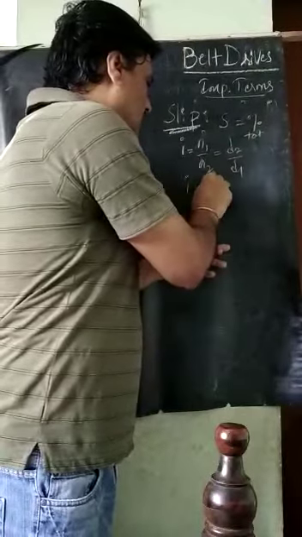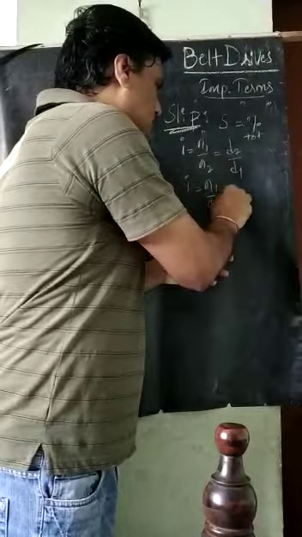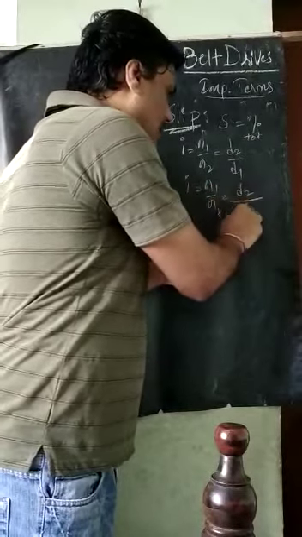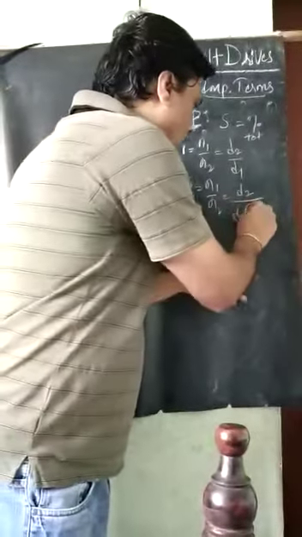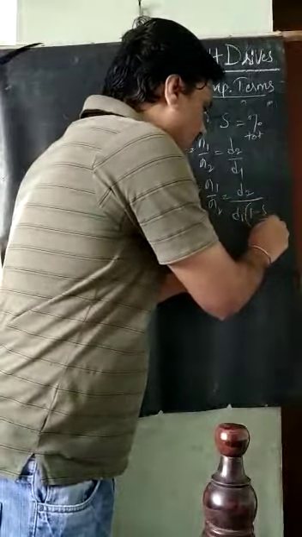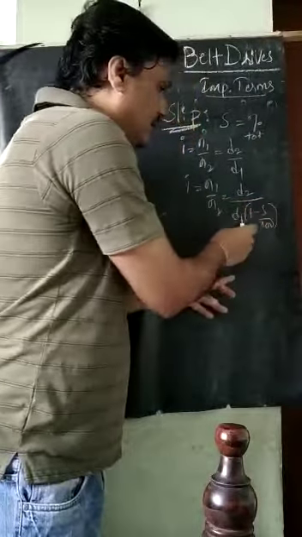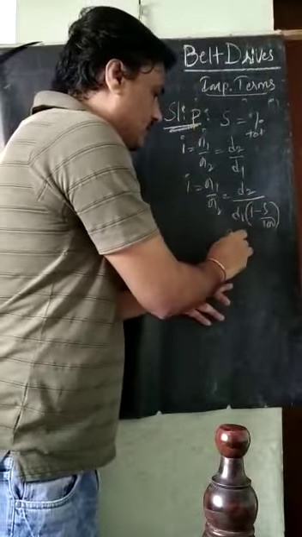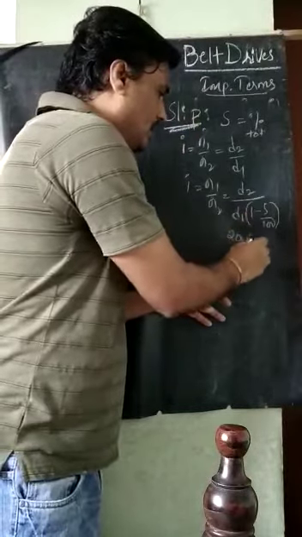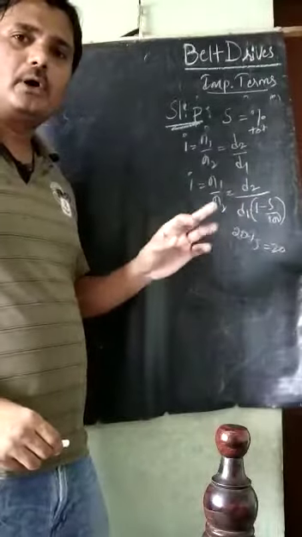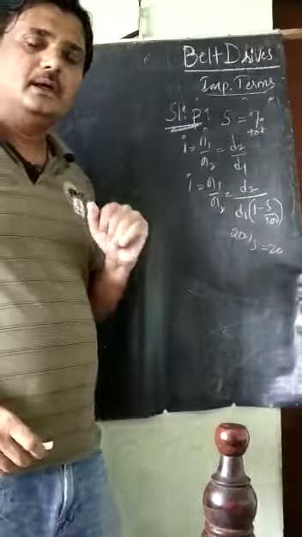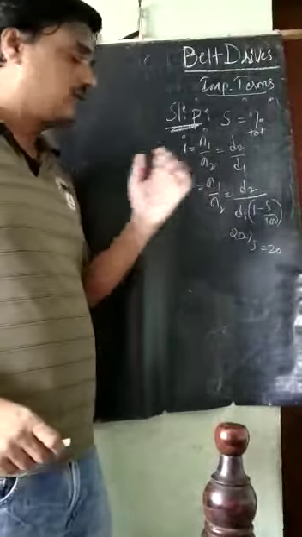How do we account for it? N1 divided by N2 is equal to D2 divided by D1, times the bracket 1 minus S divided by 100. S is in percentage. For example, if 20% slip is there, then S is equal to 20. Then 20 divided by 100 is 0.2, and we take 1 minus that. This is how we account for total slip.